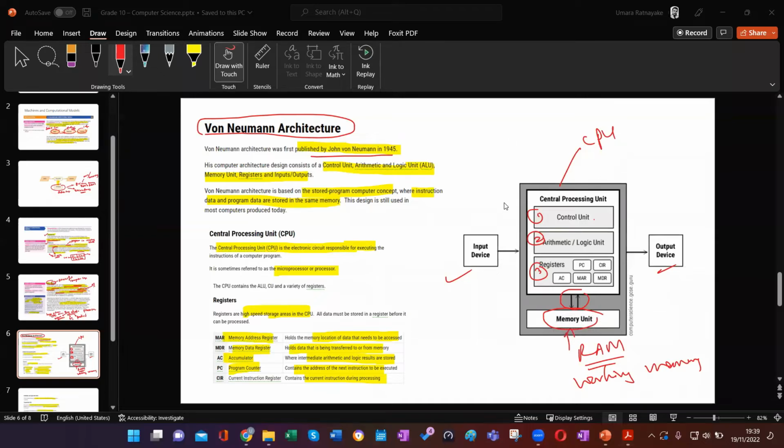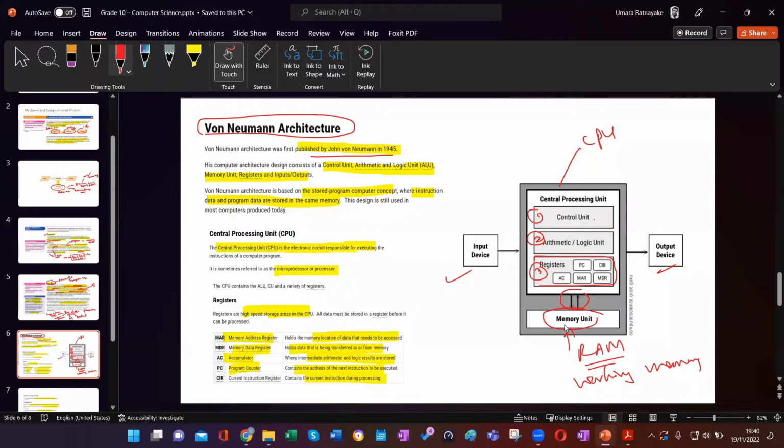So if they give a similar diagram, this can't be storage. I mean, this can't be secondary storage. Why? Because it directly communicates with the CPU. In the CPU also you can see it's the register. And if they have given these three rectangles blank and ask you to identify them, this rectangle has to be registers, not ALU, not control unit.